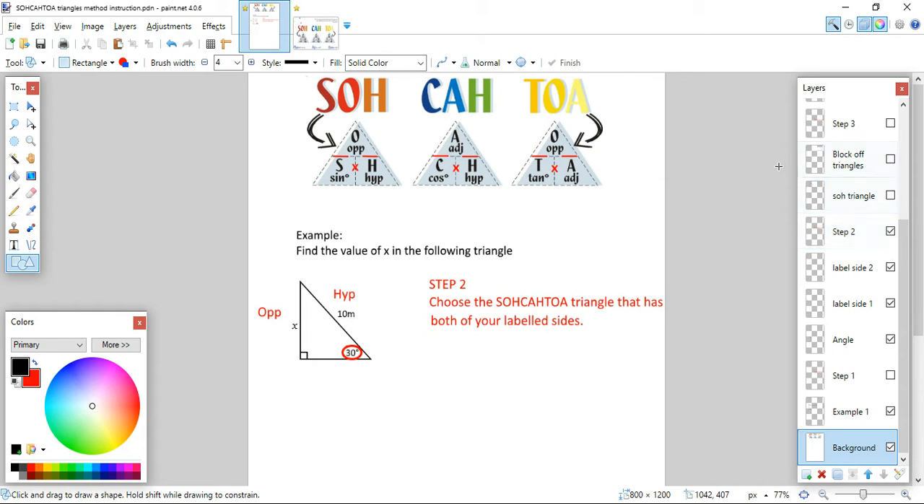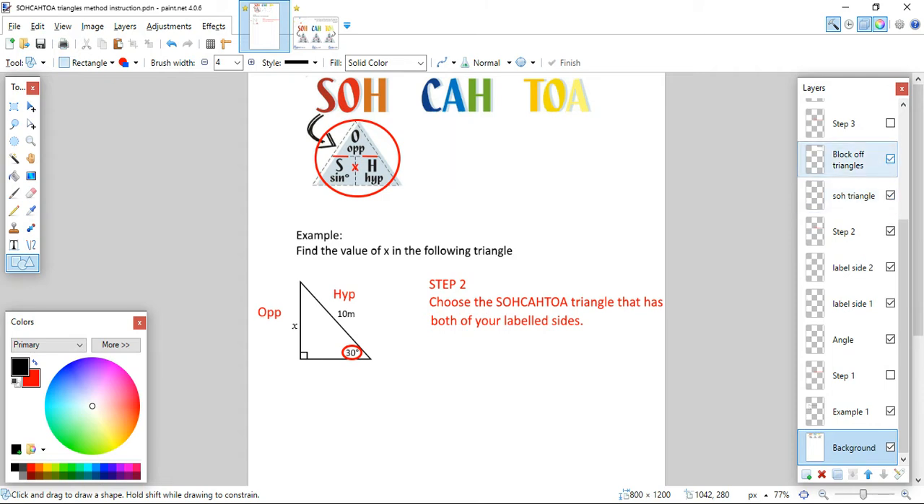Step 2 requires us to choose the SOHCAHTOA triangle that has both of our labeled sides. So our labeled sides are the opposite and the hypotenuse. And only one of these triangles has both of those in it, and that would be this one here. It has both the opposite and the hypotenuse. So I can ignore the rest of those at the moment and just focus on the SOH triangle.